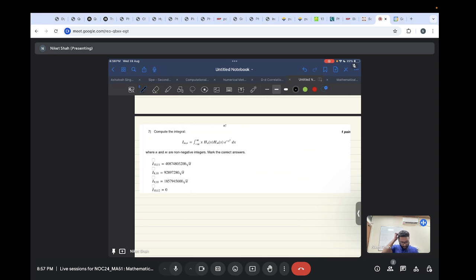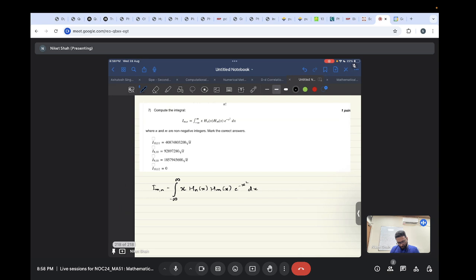Okay, so now the next question is compute this integral. I_mn is equal to the integral from minus infinity to infinity of x Hn(x) Hm(x) e raised to power minus x square dx. So I of 10 comma 11, 8 comma 10, etc. These are what you're supposed to calculate, where 10 comma 11 is the value of m and n respectively.